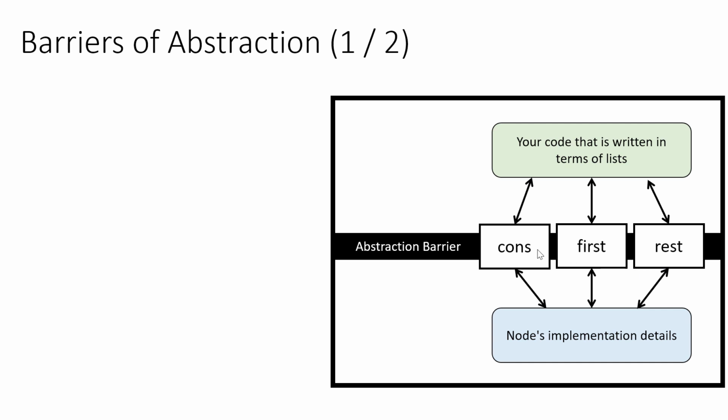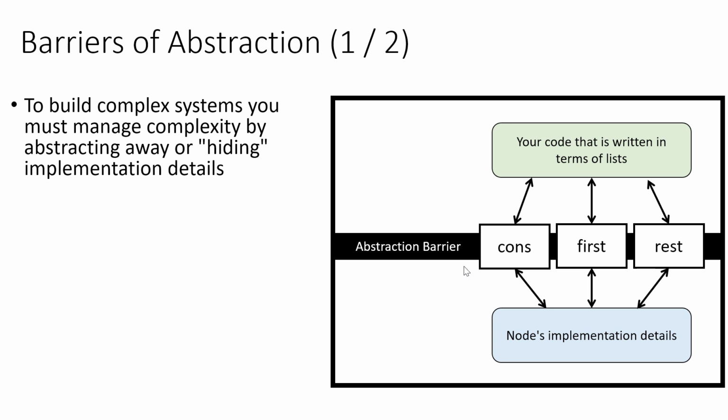When you conned something onto an empty list, if you asked what you got back for first, you would get the thing that you conned back out of it. If you asked the rest, you'd get the remainder of the list, right? So we know what these three functions do, but we don't know how they do them. And that's okay. That's kind of the point of an abstraction barrier. It allows us to hide complexity and think in terms of some bigger picture concept.